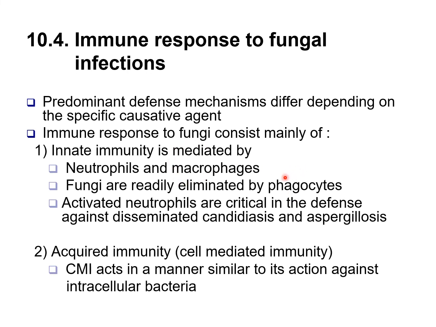Different forms of fungi would lead to different forms of defense mechanisms. In the case of innate immunity, two types of cells are generally activated, the neutrophils and the macrophages, so they perform phagocytosis, and this is very effective against candidiasis, Candida albicans, and Aspergillus flavus or aspergillosis. For acquired immunity, the cell-mediated immune response is very similar to how our body reacts to intracellular bacteria. So this is also phagocytosis in general.